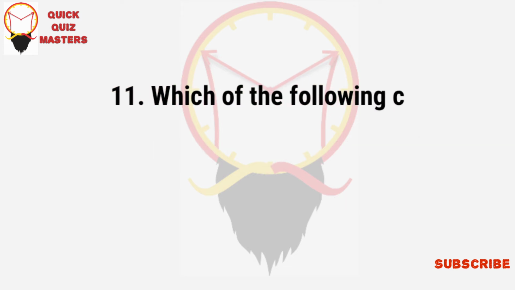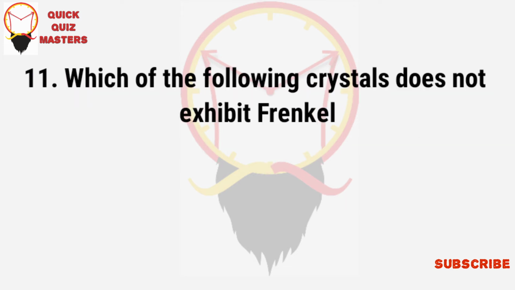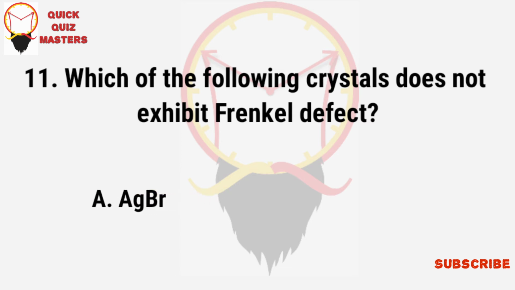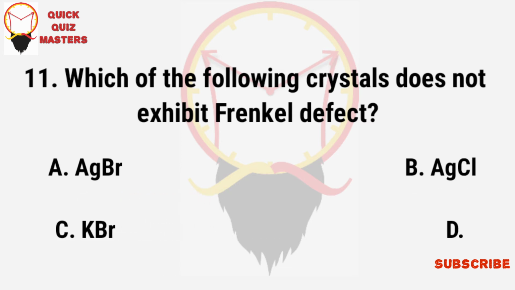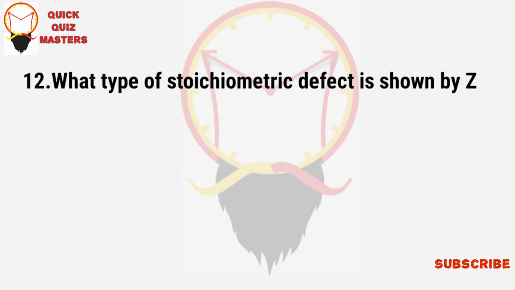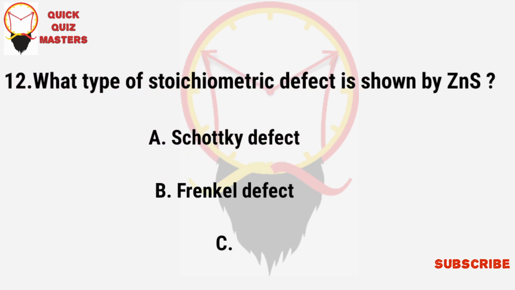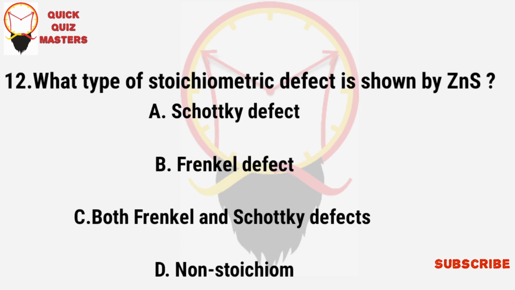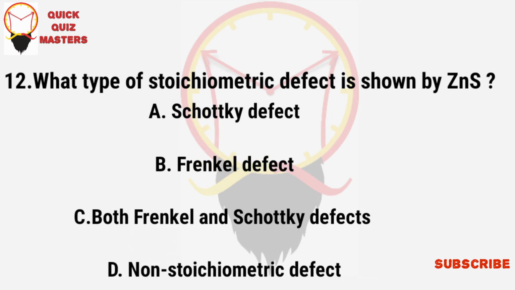Which of the following crystals does not exhibit Frenkel defect? Silver bromide, silver chloride, potassium bromide, zinc sulfide. What type of stoichiometric defect is shown by zinc sulfide? Schottky defect, Frenkel defect, both Frenkel and Schottky defects, non-stoichiometric defect.